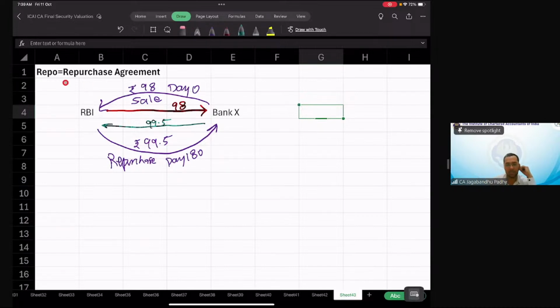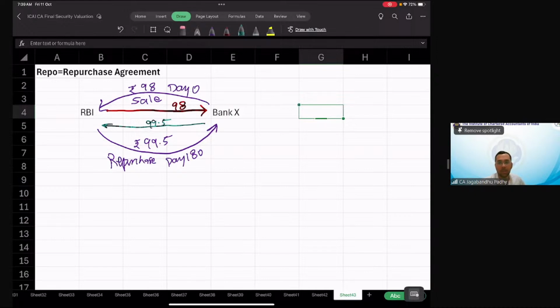Why do we call it a repurchase agreement? Correct? So RBI basically enters into an agreement with Bank X that I will buy from you the government securities at a price of 98. After 180 days, you will have to repurchase these government securities for a price of 99.5. Is this clear? Is the repurchase agreement clear, everyone?